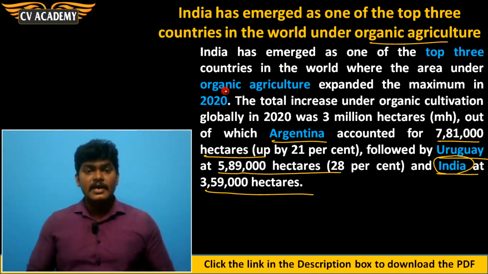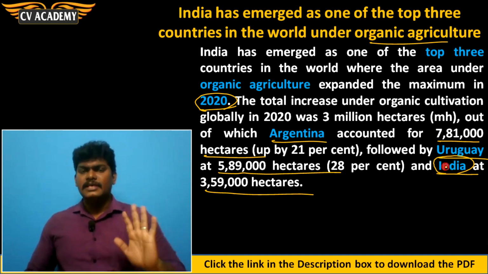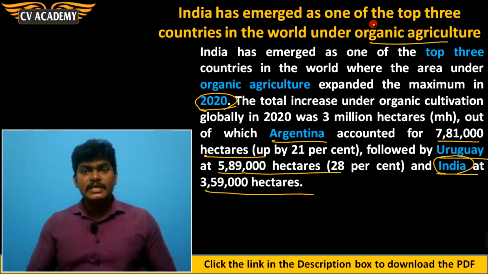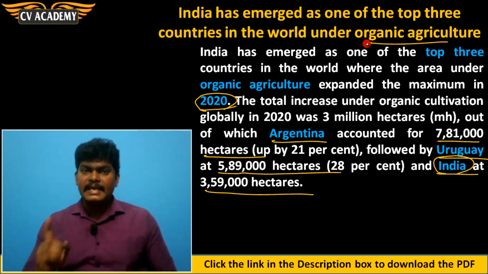Actually, for the year 2020, the area under organic agriculture was expanded by Argentina, Uruguay and India too. So automatically India got the third position. India emerged as one of the top 3 countries in the world that expanded more land for organic agriculture.